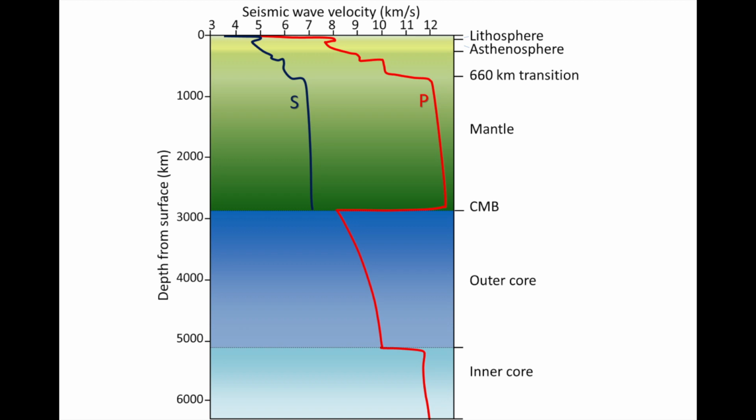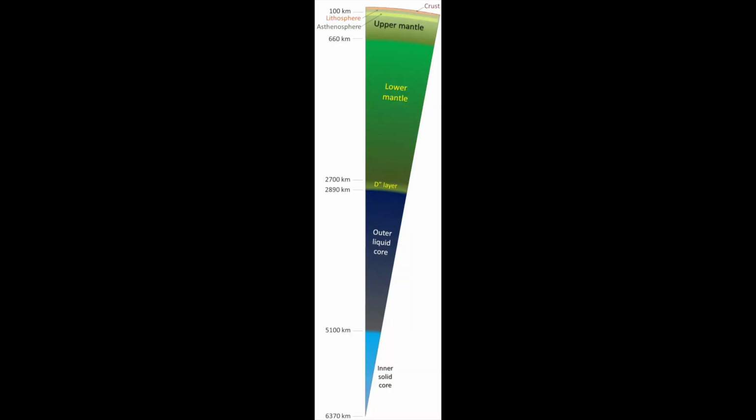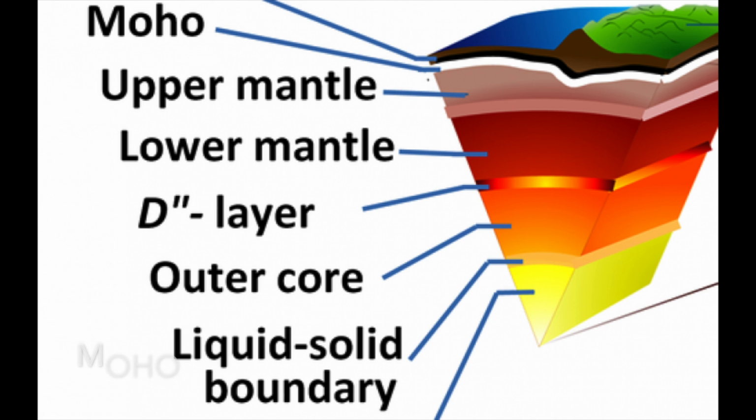It is because of these properties that we know the Earth's interior to look like this, with a solid crust, a lithosphere, an asthenosphere, a solid but plastic upper and lower mantle, a liquid outer core, and a solid inner core. The crust and mantle are separated by a discontinuity in density called the Moho, and is about 6 to 7 miles under oceanic crust and 24 to 30 miles under continental crust.